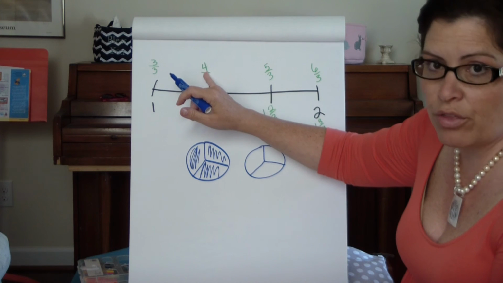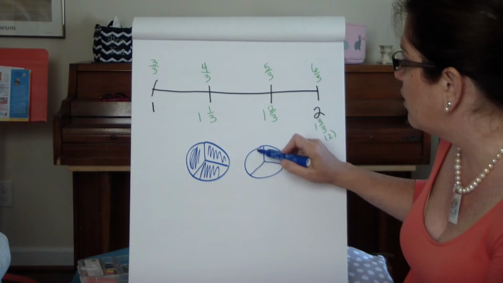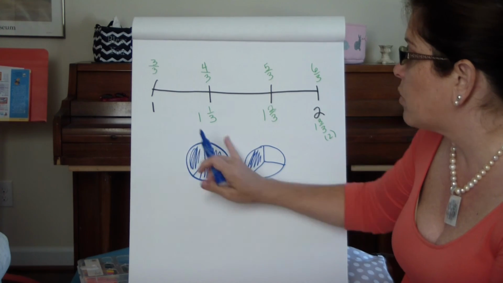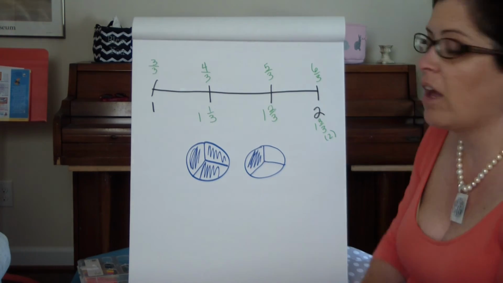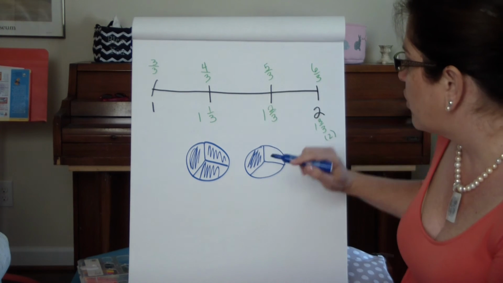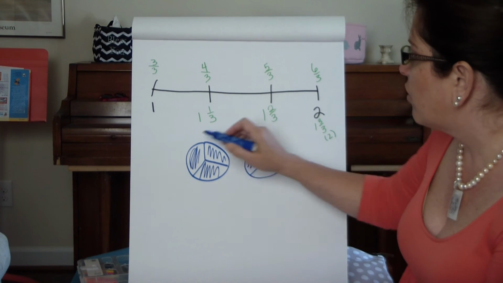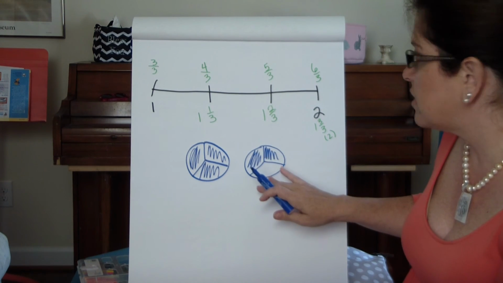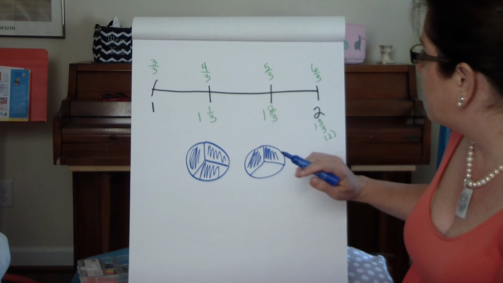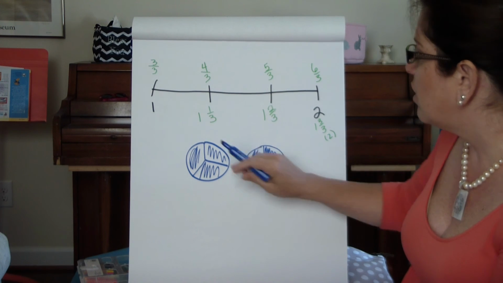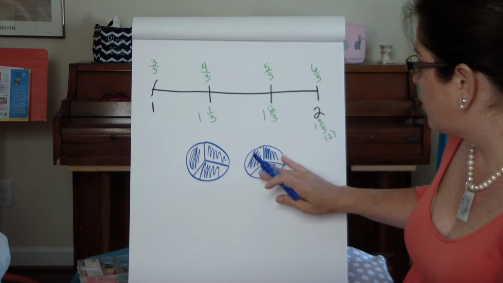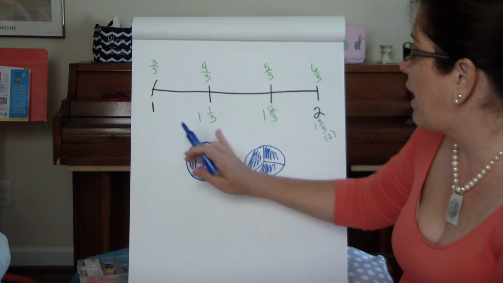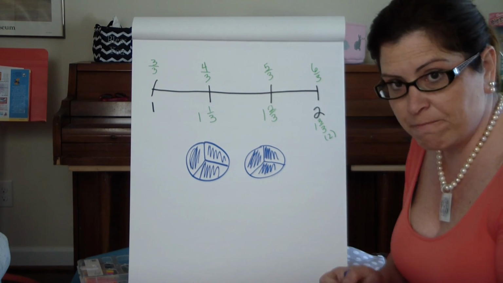This time I have 4/3 colored in. So 1, 2, 3, 4, right? You can clearly see that that's 1 whole and 1/3 colored in, right? 5/3, 3, 4, 5, or again, clearly 1 whole and 2/3, okay? And then for 6/3, 1 whole, 1, 2, 3, and 3/3, right? Or of course, clearly now we have 2 wholes colored in, all right?